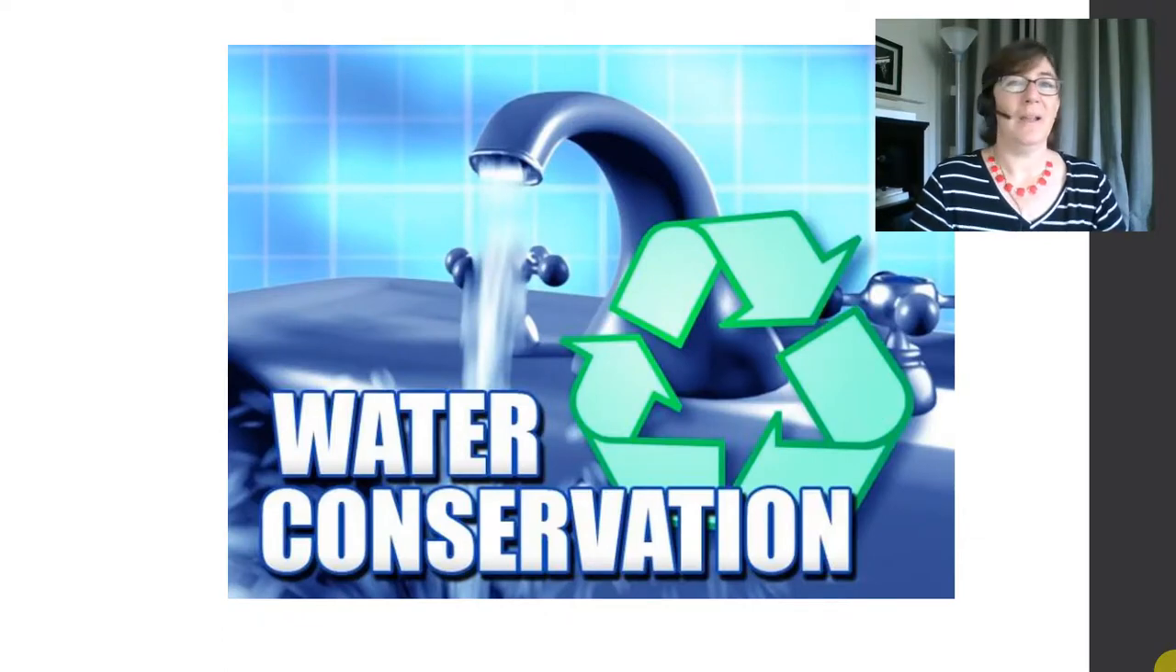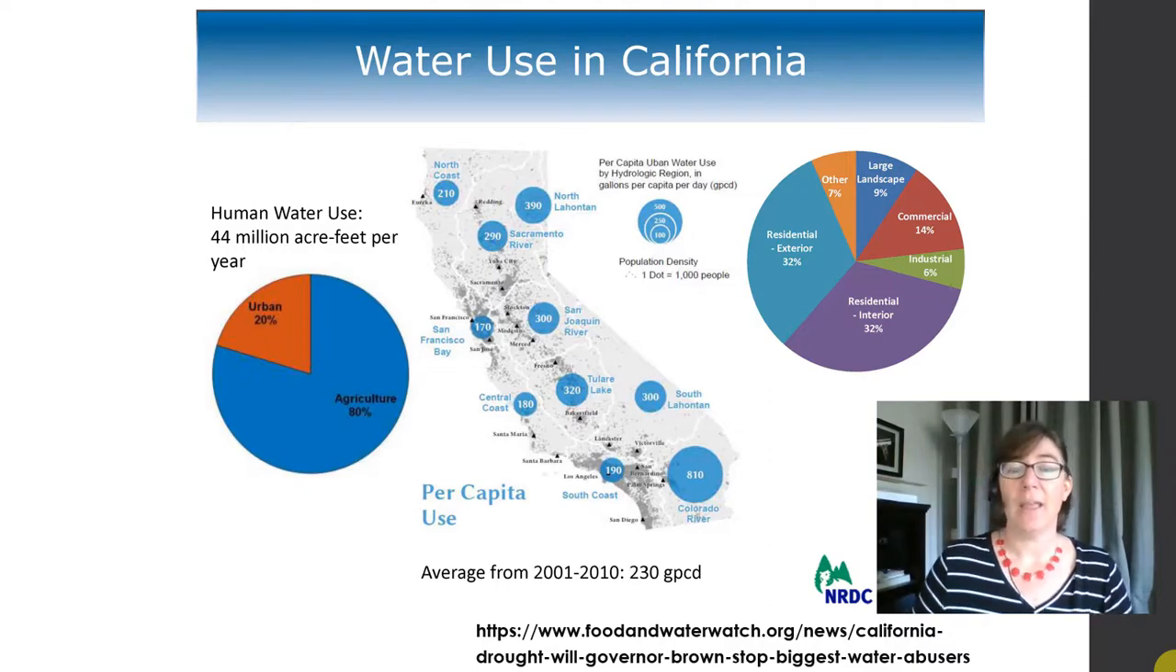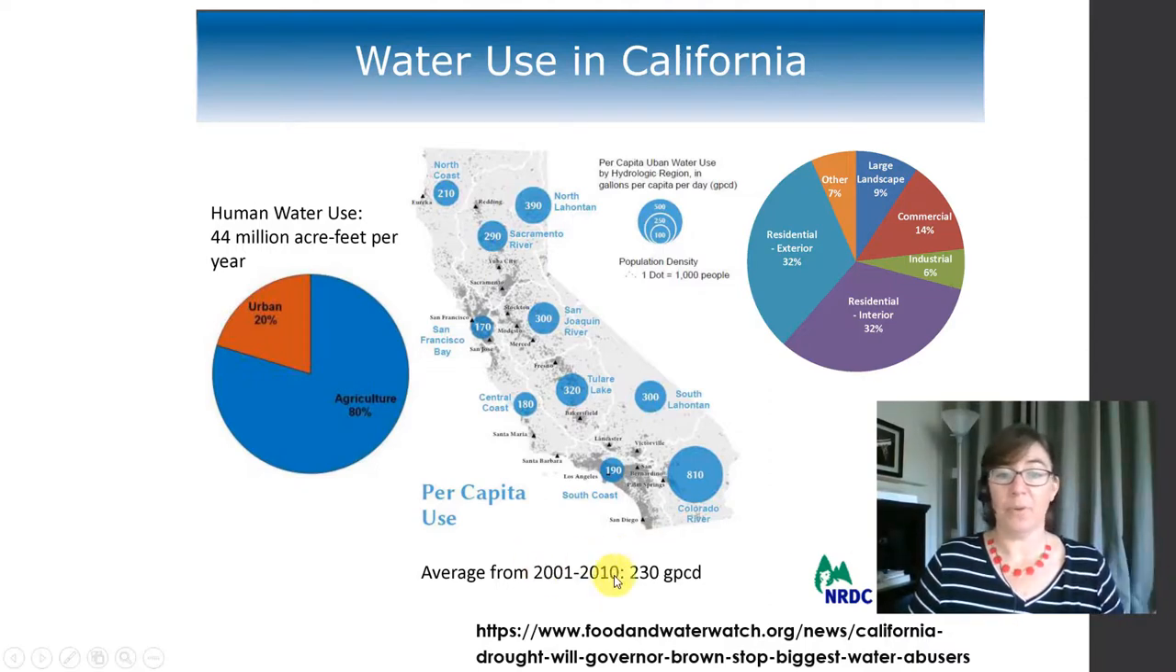Speaking of water, let's focus in on some water conservation issues. So here we've got some interesting data on water use in California. It is a little bit old, from 2001 to 2010, so maybe now that it's 2020, we'll get a new study. But in general, water use in California is roughly 20% urban and 80% agricultural.